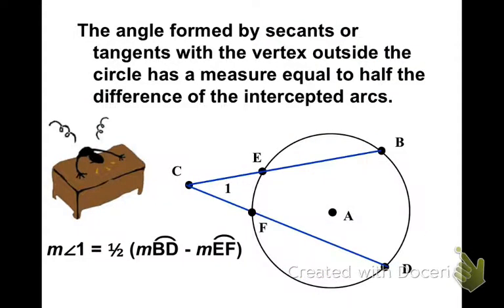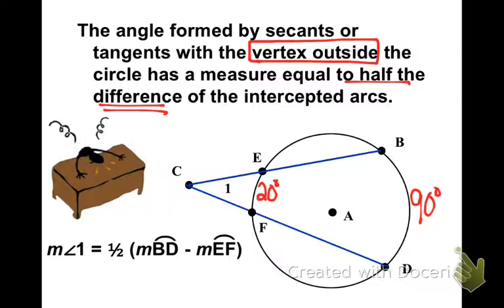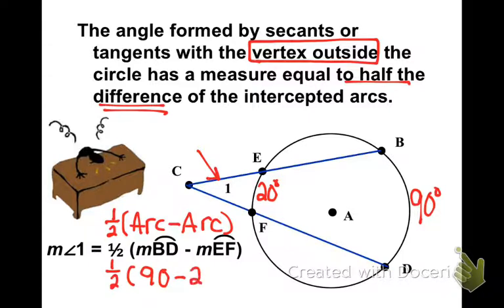Now we have an angle formed by secants or tangents, and the vertex is outside of the circle. So the measure is equal to half the difference of the intercepted arcs. So imagine the measure of BD is 90 degrees, EF is going to be 20 degrees, and we want to find angle 1. So just as on the previous slide, we could think of it as 1/2 arc minus arc. So we would simply say 1/2 of 90 minus 20, and then finish our calculations.